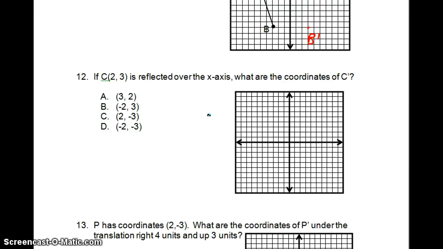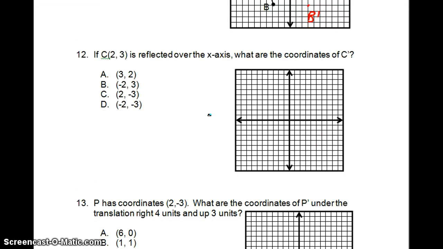Number 12. If C is reflected over the x-axis, what are the coordinates of C prime? So C is 2, positive 3. 1, 2.